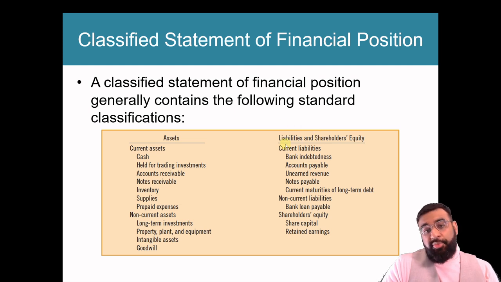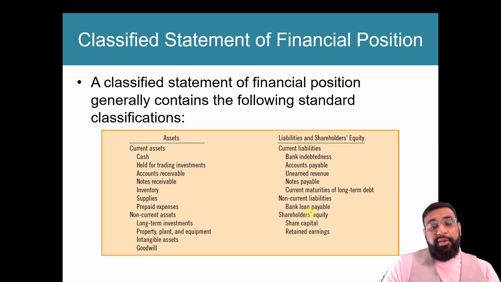Liabilities is broken down into 2 components. We have current liabilities, anything less than 1 year. Then we have long-term liabilities, which is anything more than 1 year. So current liabilities includes things such as bank indebtedness, accounts payable, unearned revenue, notes payable that are less than 1 year, and then current maturities of any long-term debt. The non-current liabilities could be bank loan payable, notes payable for more than 1 year, bonds payable, things like that.